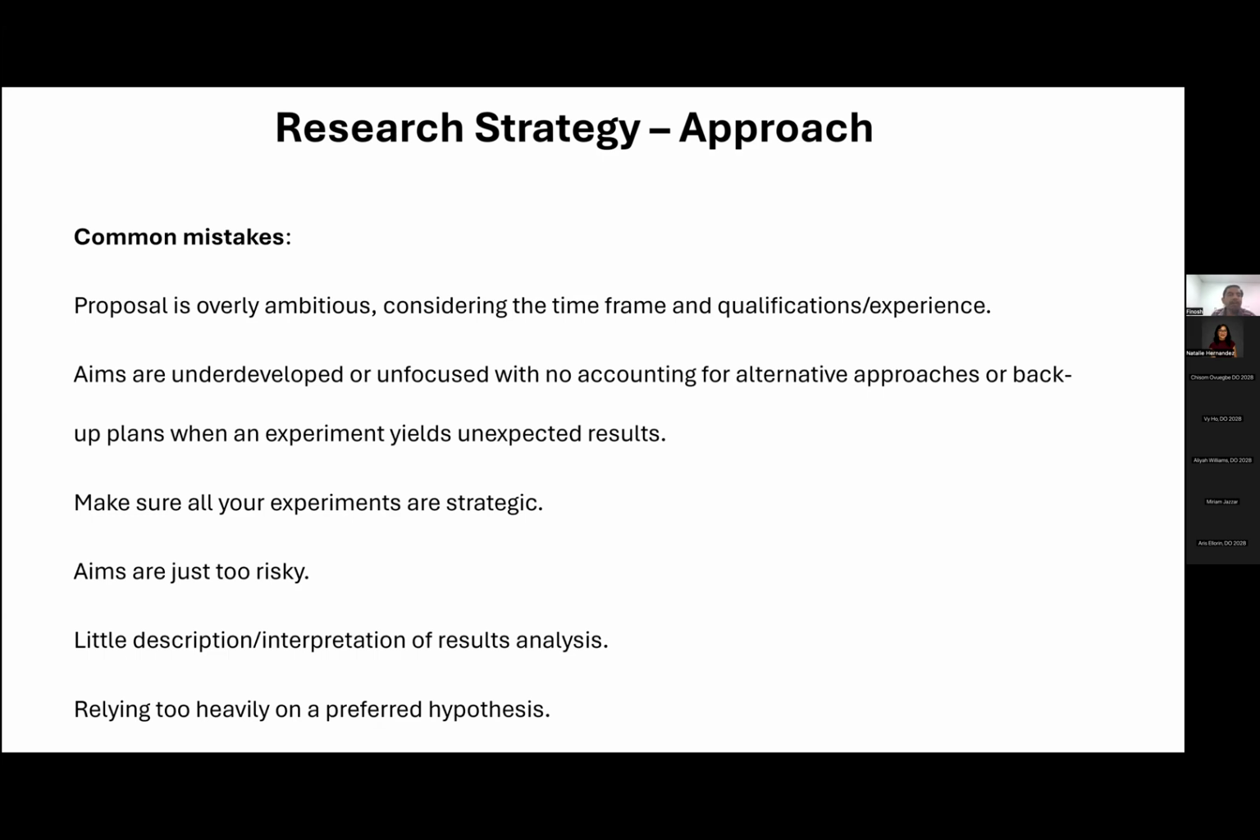And the common mistake people make when writing the approach is that every time they are overly ambitious. Overly ambitious means they pack in too much experimental detail and too much data, which may not be feasible or may not be completed within the time frame, given the qualifications or experience of the collaborators. Also, the aims could be underdeveloped or unfocused, without any alternative approach or backup plans. Reviewers may not like those things.